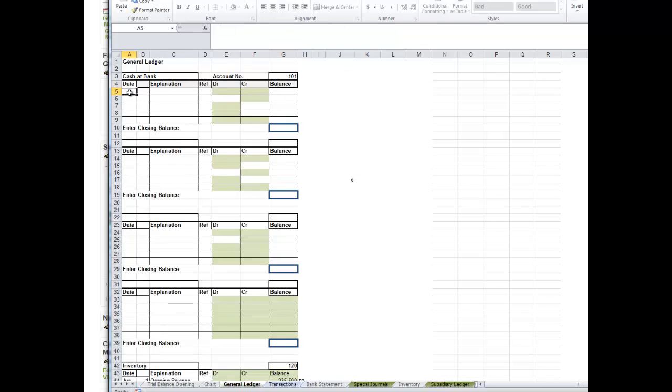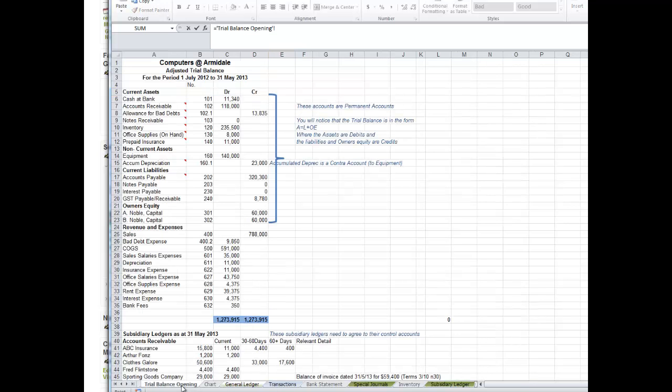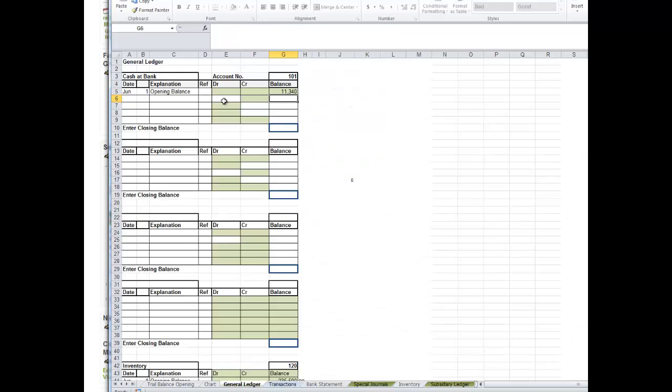And now the opening balance is June 1. What's the explanation? Opening balance. You could also have in there just OB, that would be enough, or brought forward, the amount which has been brought forward, is often used. I want you to notice something about this cell as I put the opening balance in. The opening balance is a debit of $11,340.